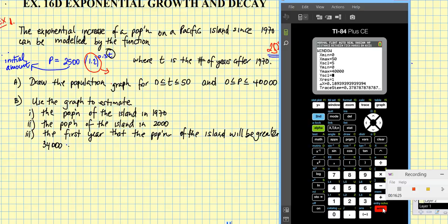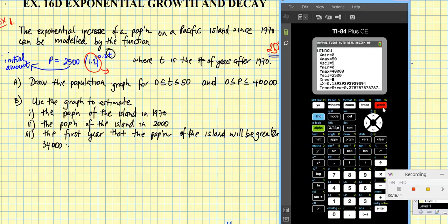And the y scale, I said that I would go up by 2500s. Again, I could have gone up by 1,000 if I had wanted to, but I decided to go up by 2,500, or I could have gone up by 2,000 or 5,000. Really, it's up to you to decide. Enter. And now I'm going to graph.